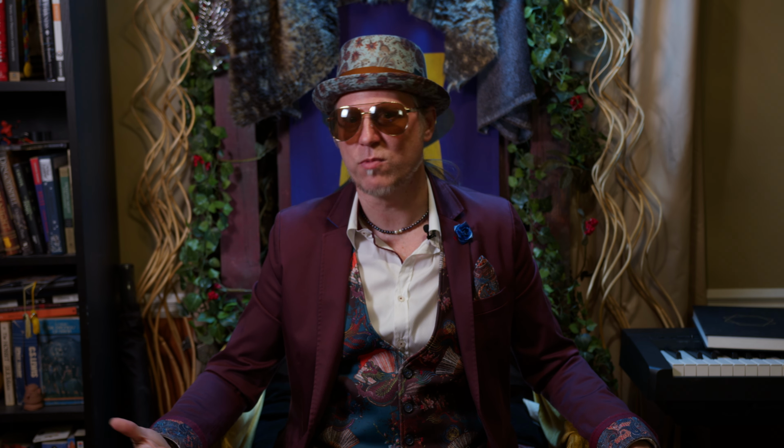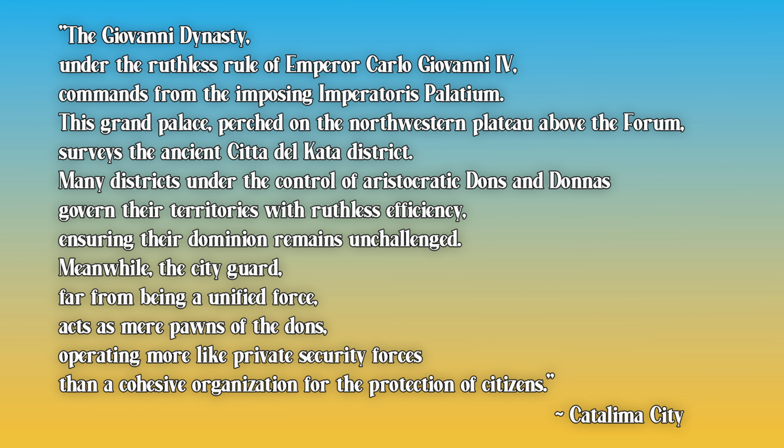The Giovanni dynasty, under the ruthless rule of Emperor Carlo Giovanni IV, commands from the imposing Imperatoris Palatium. This grand palace, perched on the northwest plateau above the Forum, surveys the ancient Cittadelcata district. Many districts, under the control of aristocratic dons and donnas, govern their territories with ruthless efficiency, ensuring their dominion remains unchallenged. Meanwhile, the city guard, far from being a unified force, acts as mere pawns of the dons, operating more like a private security force than a cohesive organization for the protection of citizens.